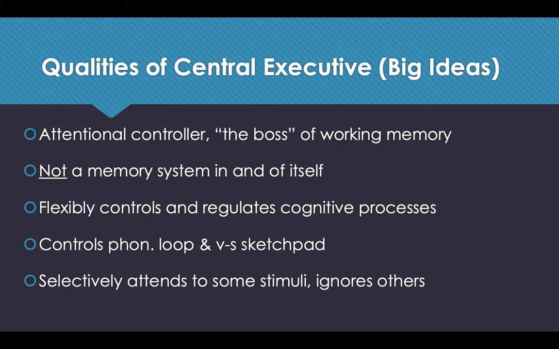The central executive could be argued the most important part of the working memory model, but less is known about it. It is the attention controller, the boss, if you will, of working memory. It's not really a memory system in and of itself. Rather, it controls other aspects of the multi-component model. The flexibility of the central executive controls and regulates our cognitive processes. Specifically, it controls the phonological loop and the Visuospatial Sketchpad. The central executive also attends to some stimuli and ignores others, so it kind of acts like a filter.